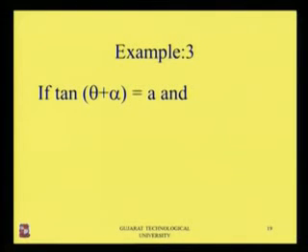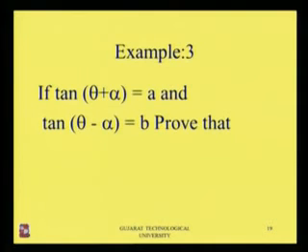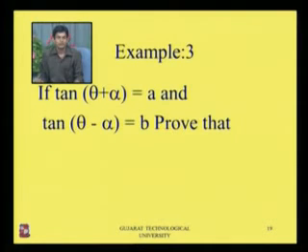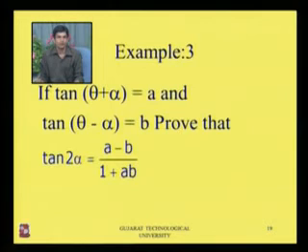Third example, if tan of theta plus alpha is A and tan of theta minus alpha is B, then prove that tan of 2 alpha is A minus B over 1 plus A into B. We will discuss this example on the table.